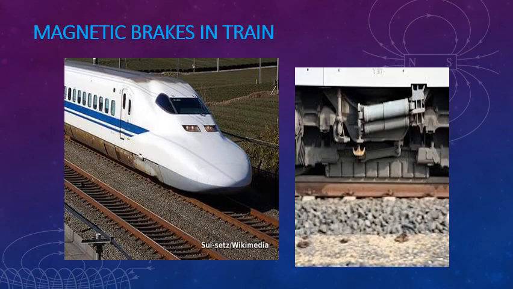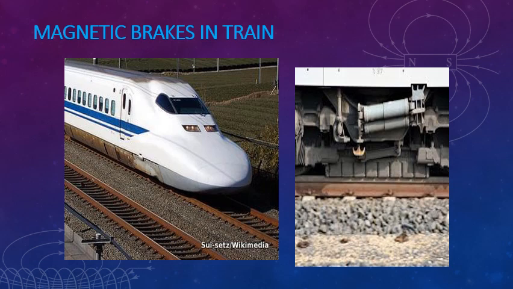So the first application is magnetic brakes in trains. Nowadays, trains have electric brakes in addition to the usual vacuum brakes. Coupled with the wheel of the train is a metal drum which rotates as the train is running. Strong electromagnets are situated near the metal drums.